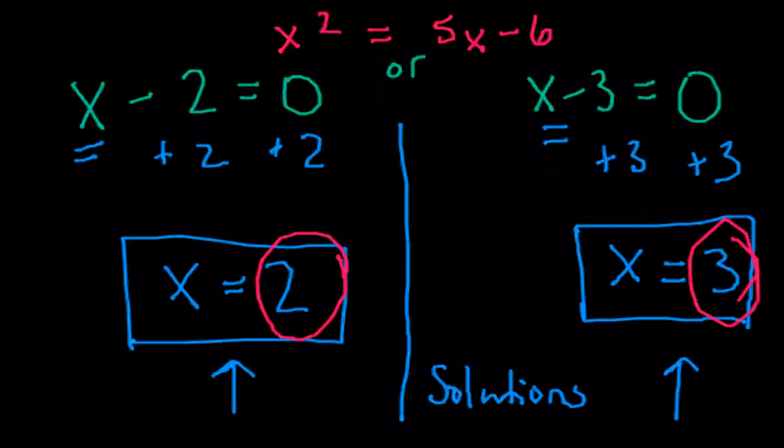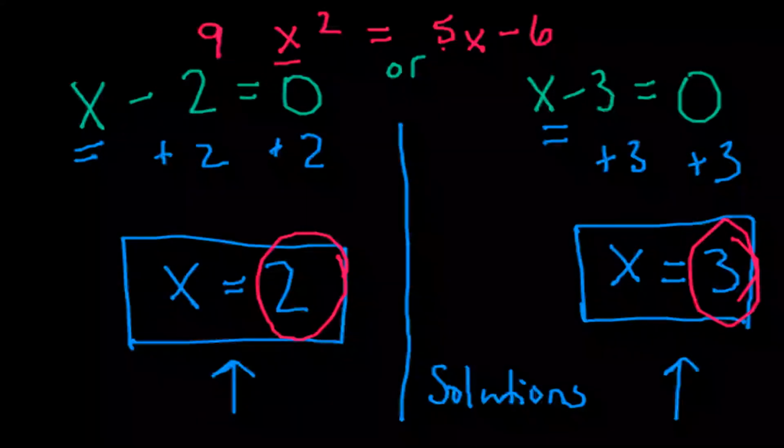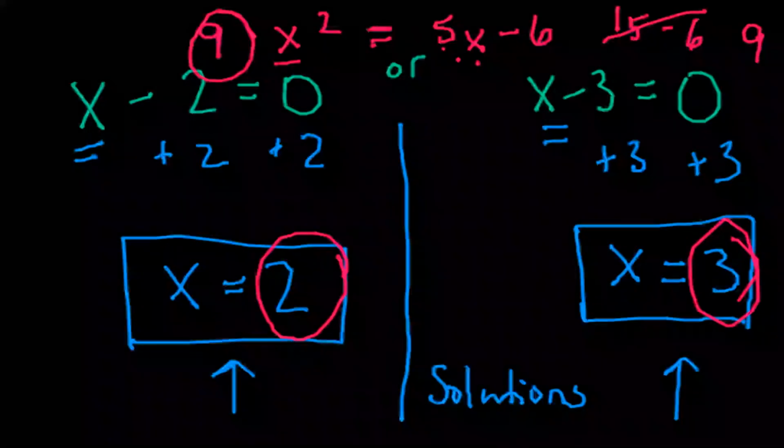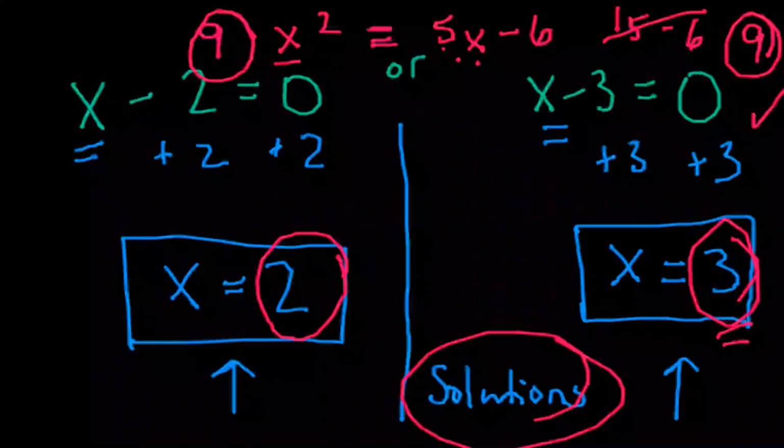Let's try it with 3. Plug it in. 3 squared is 9. That's on the left side, right? We're doing left and right. On the right side, we have 5 times 3, so that would be 15, minus 6. 15 minus 6 is 9. 9 equals 9. It worked. 3 is a solution to our original equation.